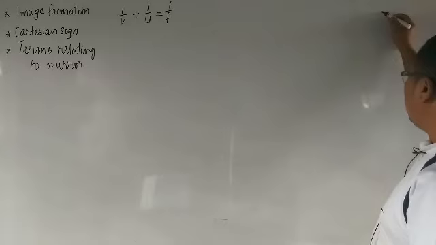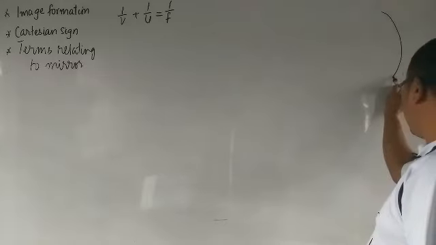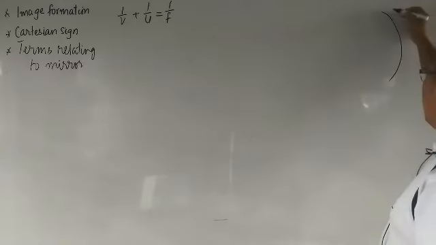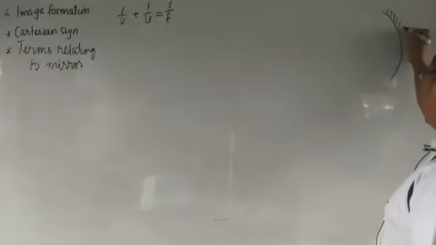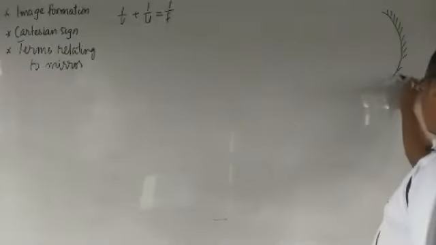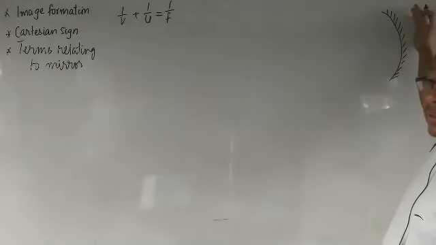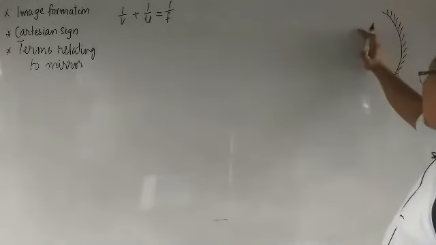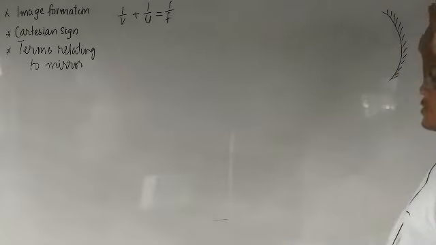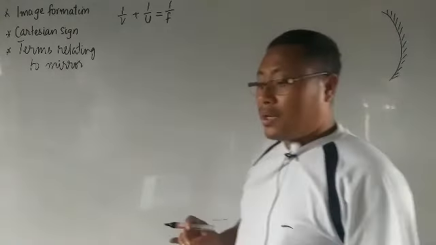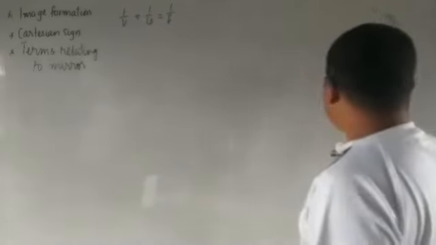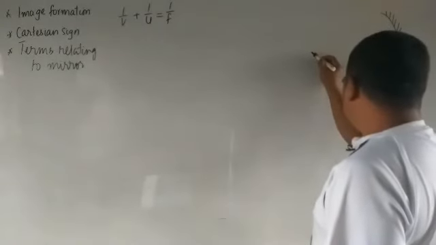We'll take a concave mirror. This is a concave mirror, right? A concave mirror is nothing but a mirror where the inner side is the reflecting surface and the outer side is silvered so that it reflects.